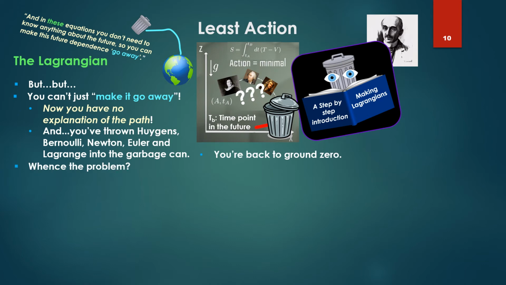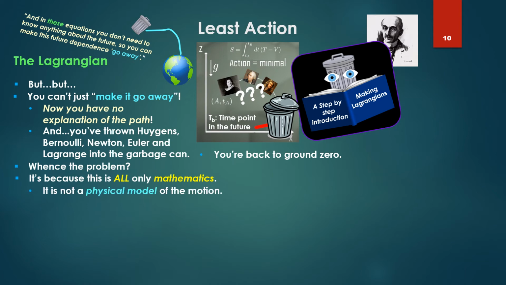What's the problem? It's because this is all only mathematics. It is not a physical model of the motion. For example, if we brought back the ether, how an object might be interacting with and in an ether medium, such that that parabola is affected.